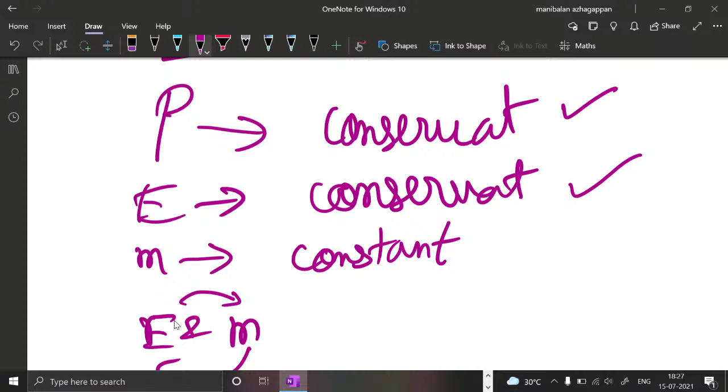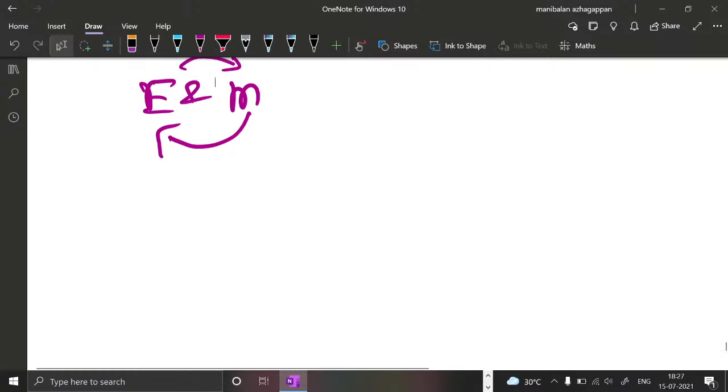Then some more relations. One more relation is there: centripetal force.